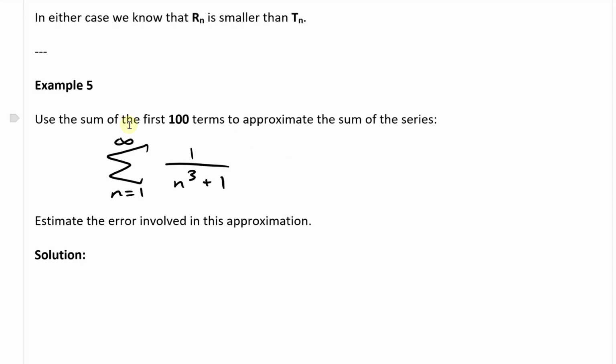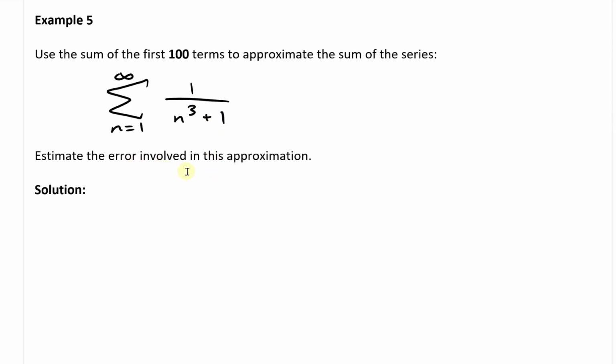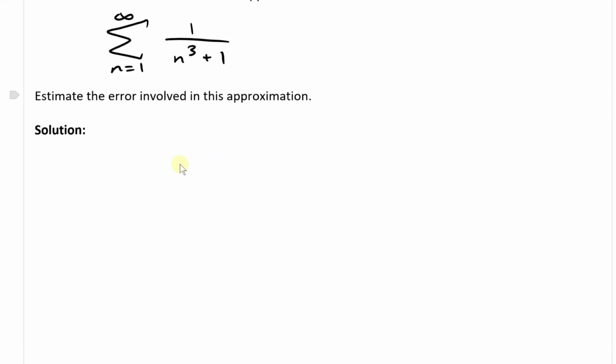Example 5 says, use the sum of the first 100 terms to approximate the sum of the series, summation from n equals 1 to infinity of 1 over n cubed plus 1. Then we're asked to estimate the error involved in this approximation.